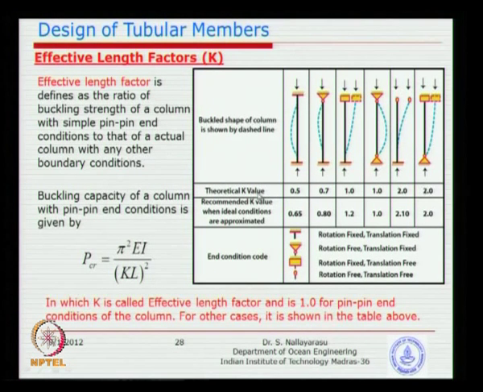But one thing is, the theoretically derived values are given in this table, and also recommended values by the code and the practice. Mostly we use the values shown in the second row, and the capacity of the column can be evaluated depending on the boundary condition. So that is called the buckling load. I think most of you should remember this formula, because it is used in many structural mechanics calculations. What is defined here is the K value, which is nothing but the effective length factor, which is exactly prorating the load carrying capacity.